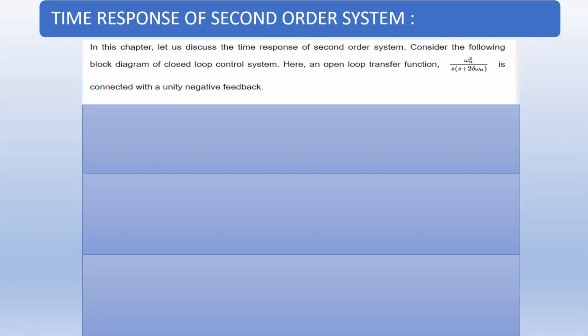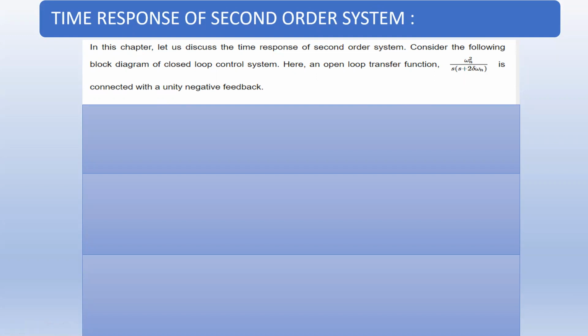By seeing the second order system, we have the order of this system as two, and the characteristic equation which is quadratic. So let us analyze this in the time domain. Consider a unity negative feedback system with open loop transfer function omega n square by s into s plus 2 delta omega n. This delta is the damping factor, which we will see later on, and omega n is the natural frequency of this second order system.